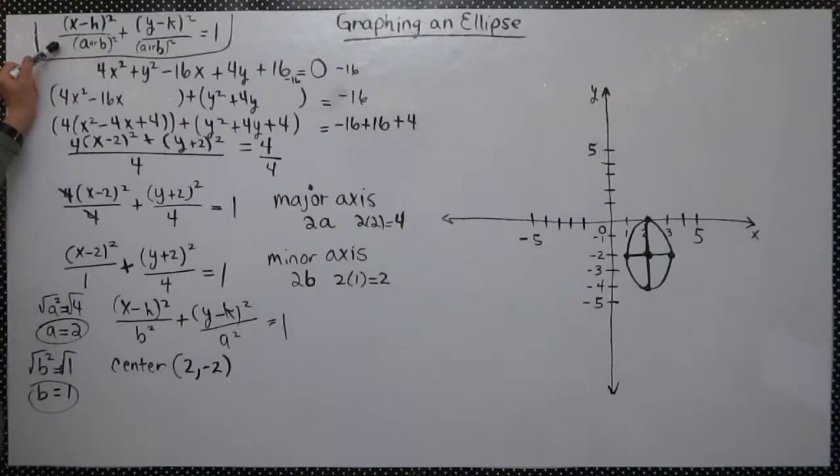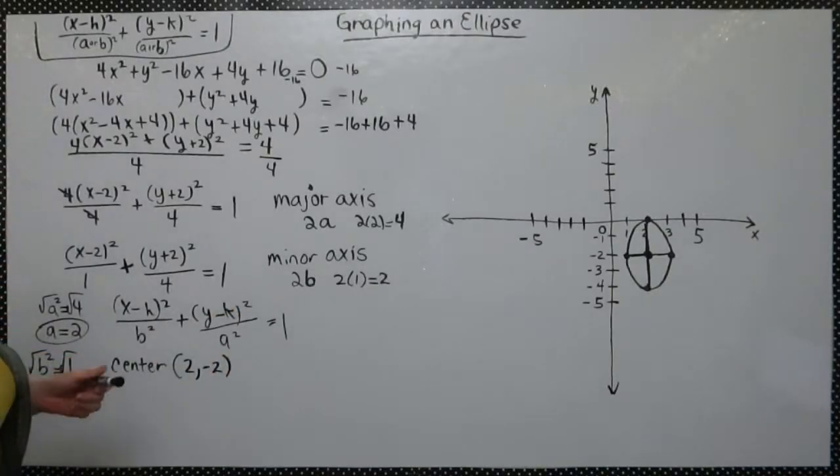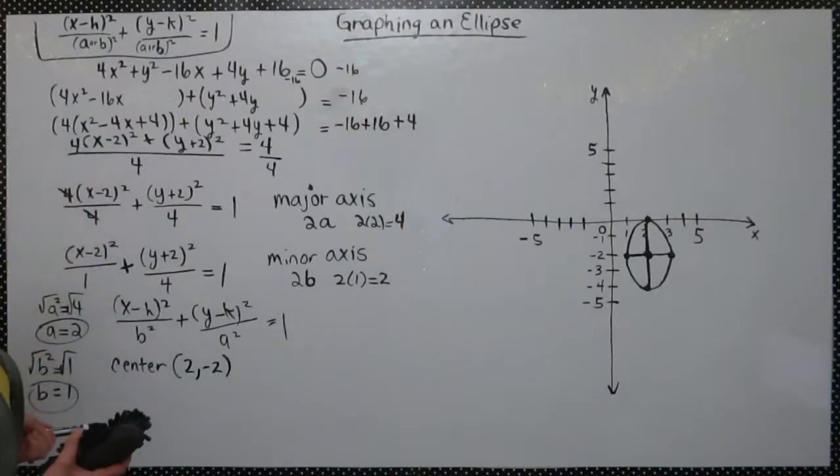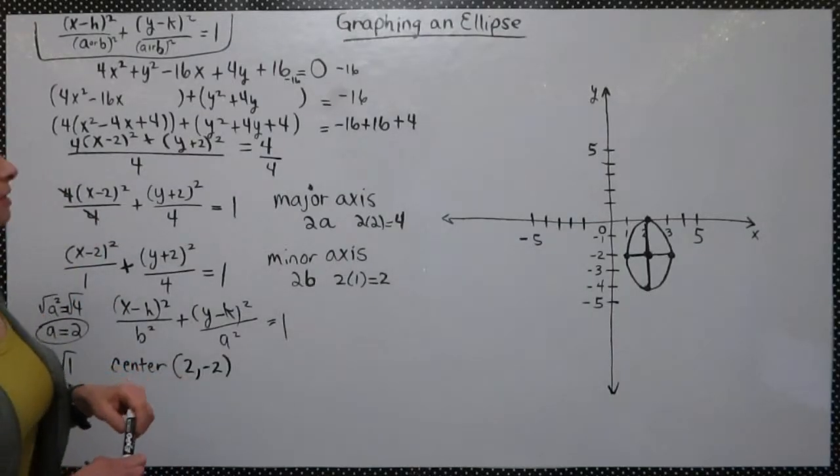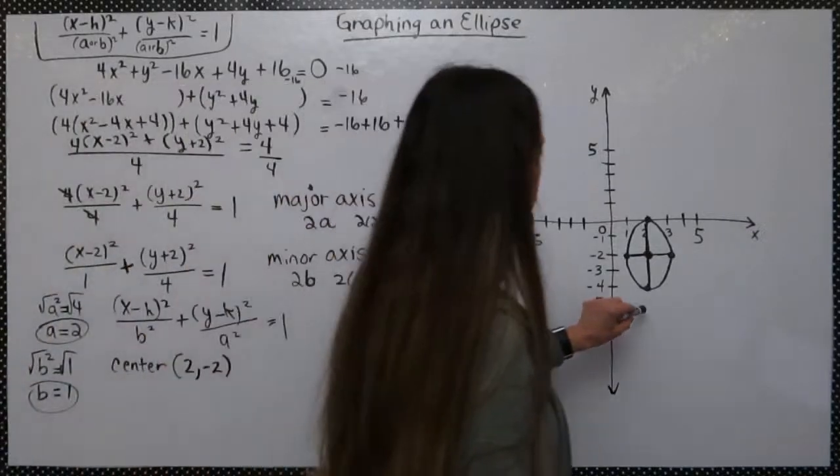This is the equation for an ellipse in standard form, and A is always bigger than B. That's how they decide what the orientation is. We went through that process, and we're going to go through the process one more time. However, I do want to save this equation.